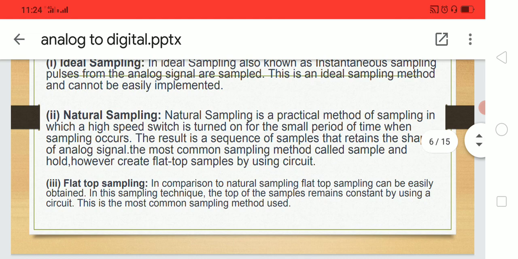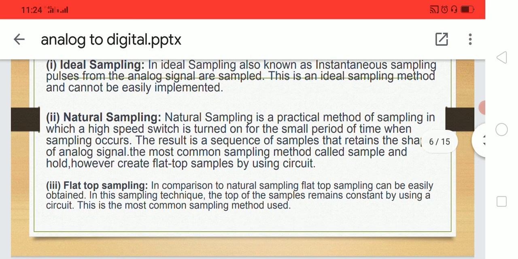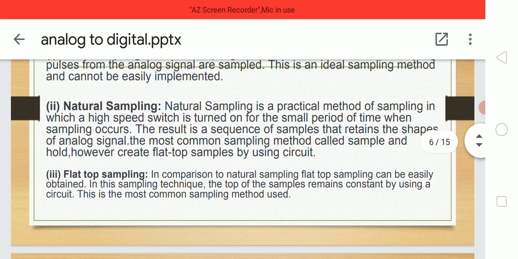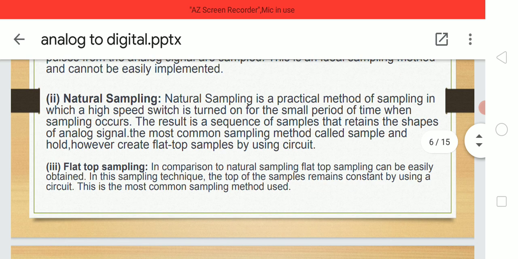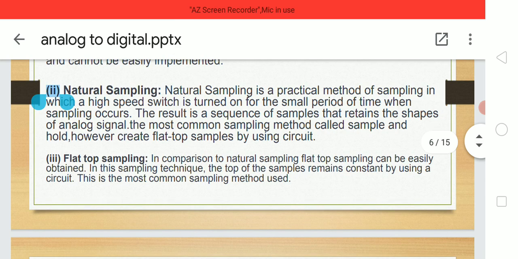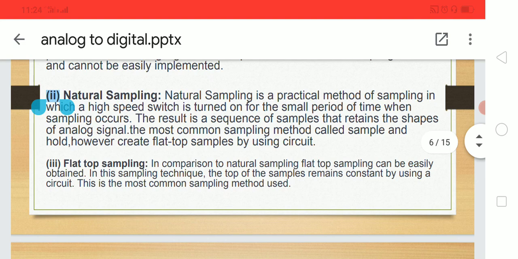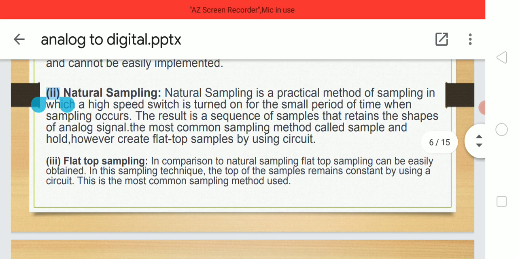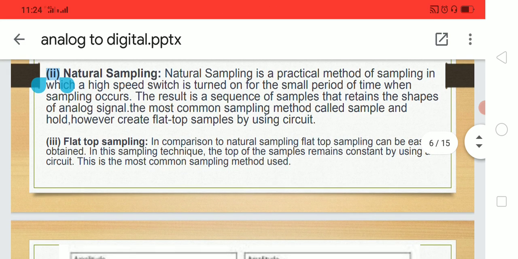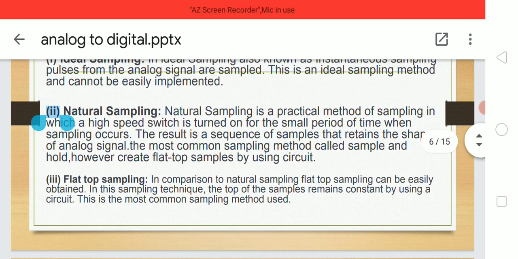Then the second case is natural sampling. Natural sampling is a practical method of sampling in which a high-speed switch is turned on for a small period of time when sampling occurs. The result is a sequence of samples that retains the shapes of the analog signals. The most common sampling method, called sample and hold, however, creates flat top samples by using a circuit.